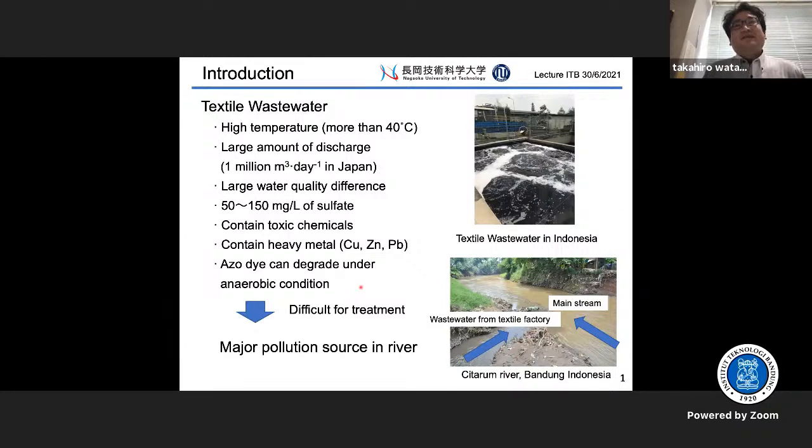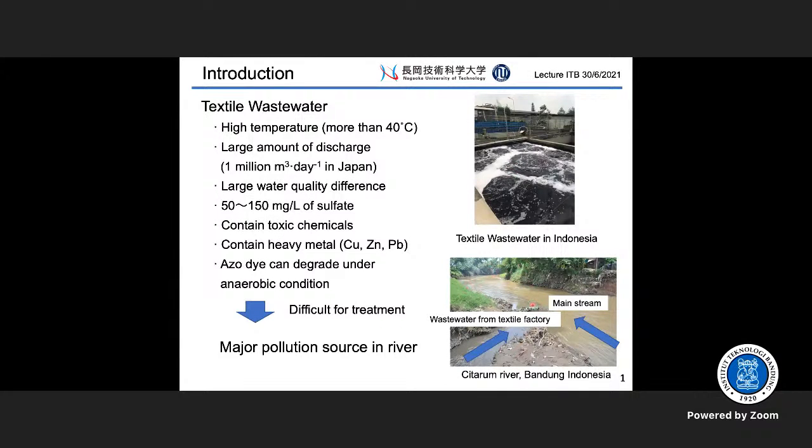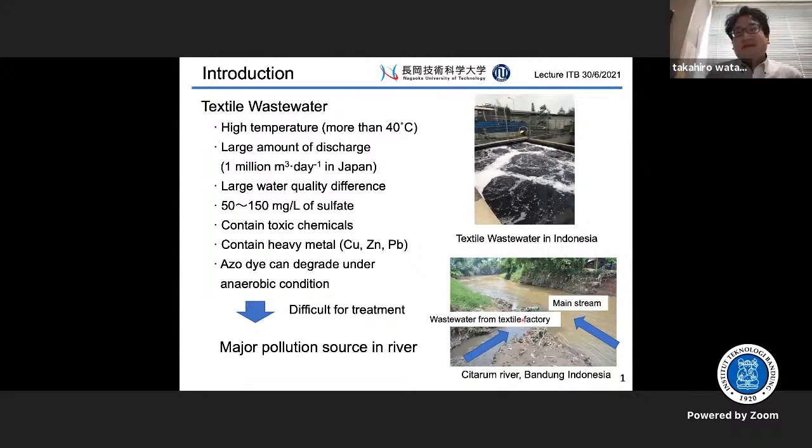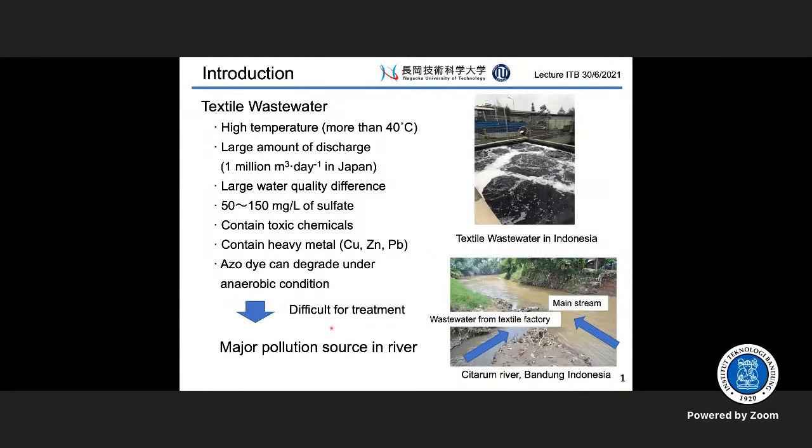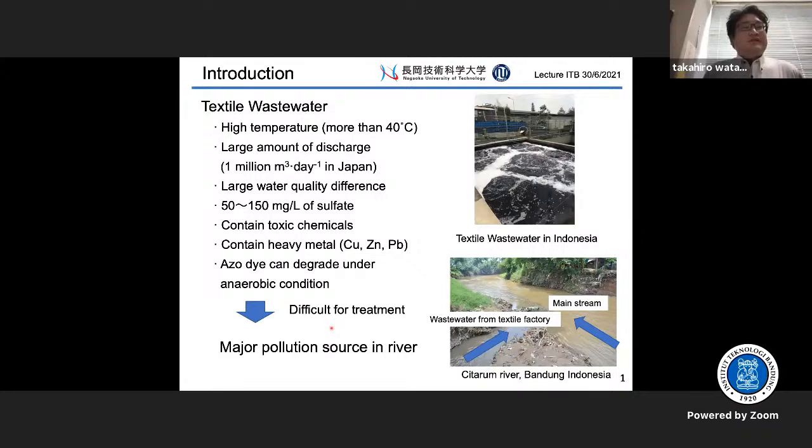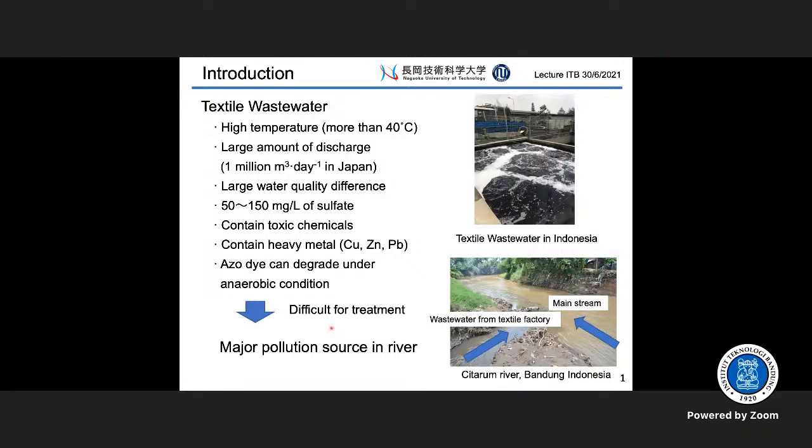This is a picture of a textile wastewater factory in Indonesia, and this is a photo of the Citarum river in Bandung. Maybe you always see rivers like these. Therefore, textile wastewater is a major pollution source in rivers.